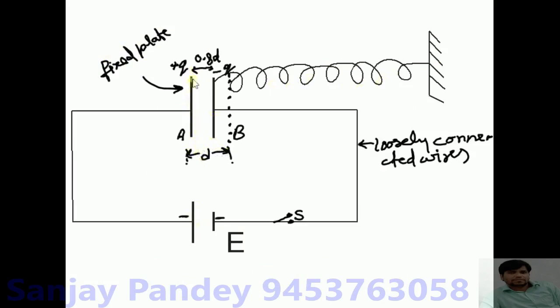Let A and B be the plates of the capacitor. Plate A is fixed and plate B is free to move along the wire. Wires are loosely connected with the plates and the battery, and plate B is also connected with this spring as shown in the diagram. When switch S was open, there will not be any charge on the plates of the capacitor, and so the spring will be in its unstressed form.